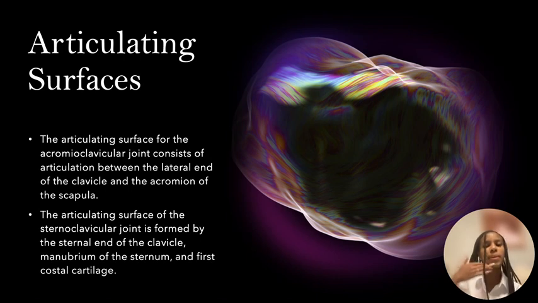So the next topic is articulating surfaces. The articulating surface for the acromioclavicular joint consists of articulation between the lateral end of the clavicle and the acromion of the scapula. The articulating surface of the sternoclavicular joint is formed by the sternal end of the clavicle, manubrium of the sternum, and first costal cartilage.